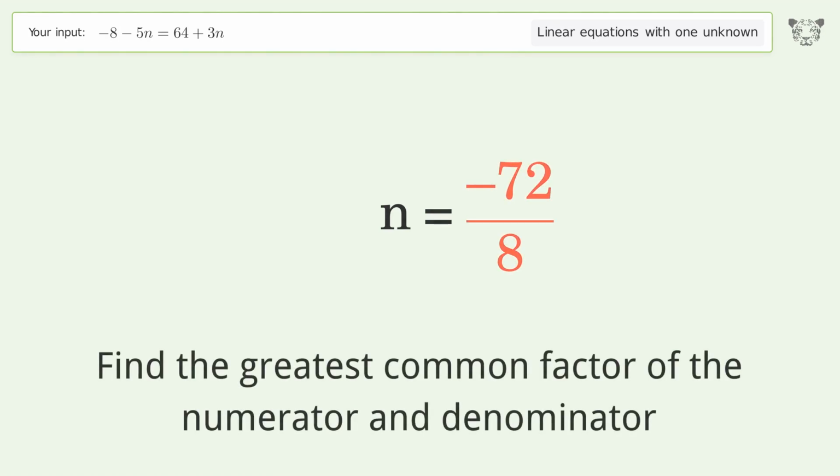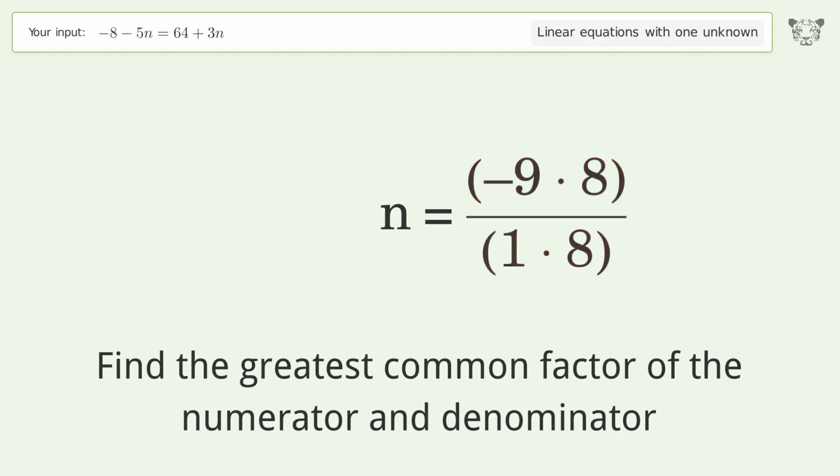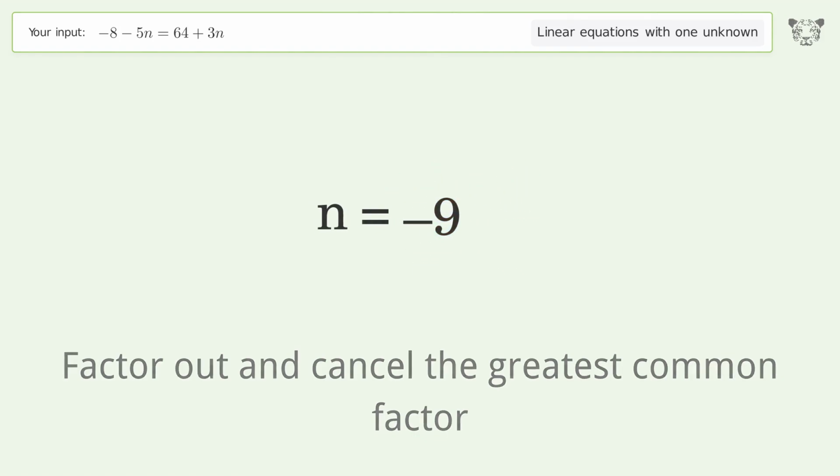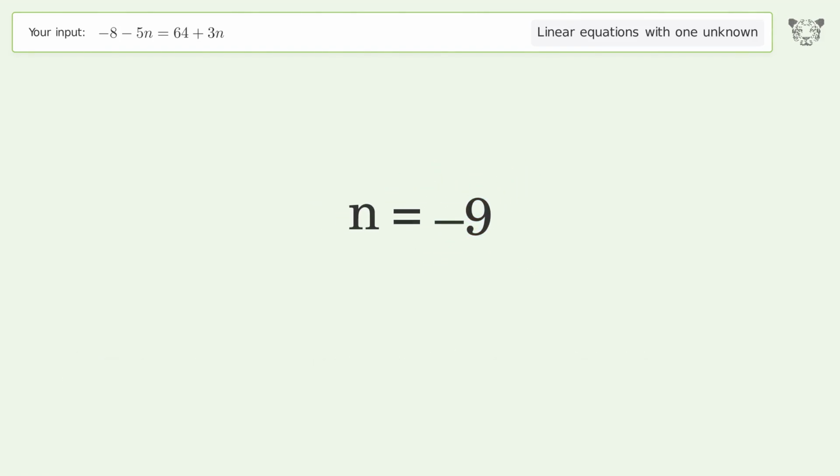Find the greatest common factor of the numerator and denominator. Factor out and cancel the greatest common factor. And so the final result is n equals -9.